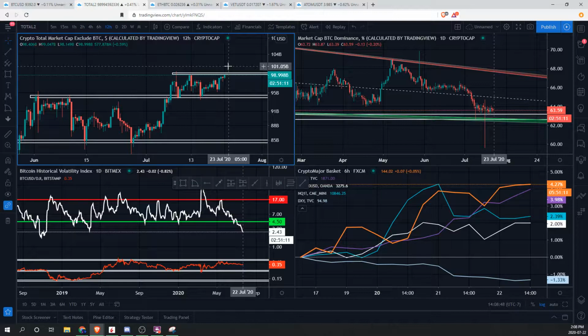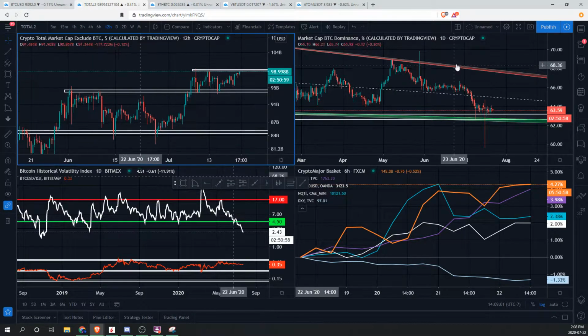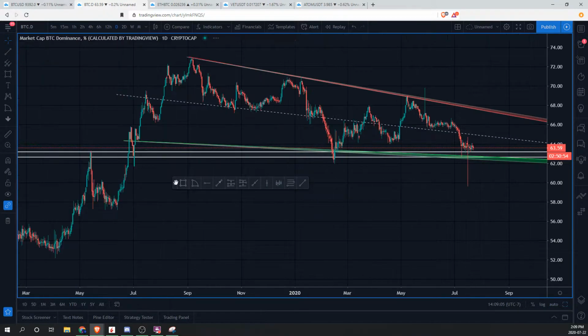That means that there's more speculation in the market, which means you want to be long Bitcoin, or sorry, you want to be long alts. Bitcoin could go up, but this is the point, if it does break, that you want to be looking for altcoin exposure. Next quick thing we're going to be looking at is the Bitcoin dominance.